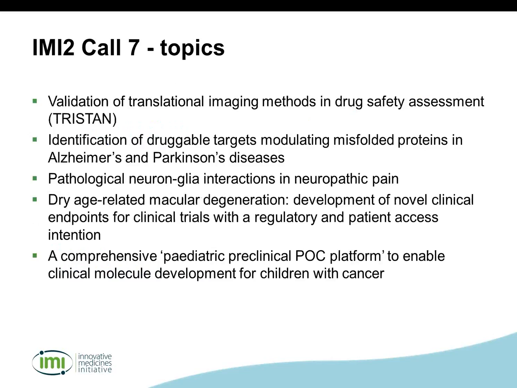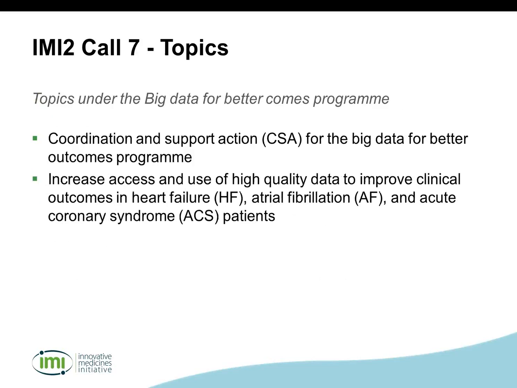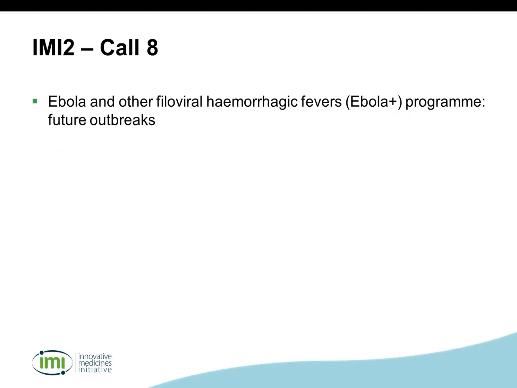Here is just a list of the topics. As you can see, we have things on drug safety, Alzheimer's and Parkinson's diseases, neuropathic pain, age-related macular degeneration, and a kind of preclinical platform for children with cancer for pediatric research there. We also have 2 topics under our Big Data for Better Outcomes program. One is the coordination and support action for the whole program, and there's another project there on heart disease.